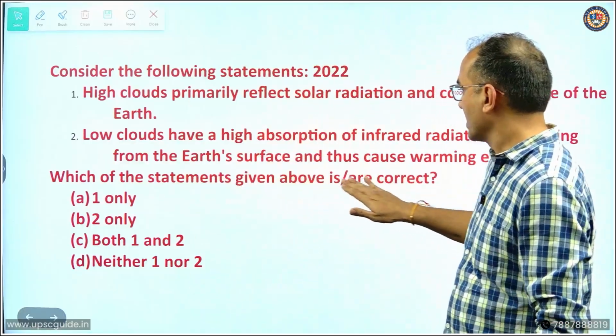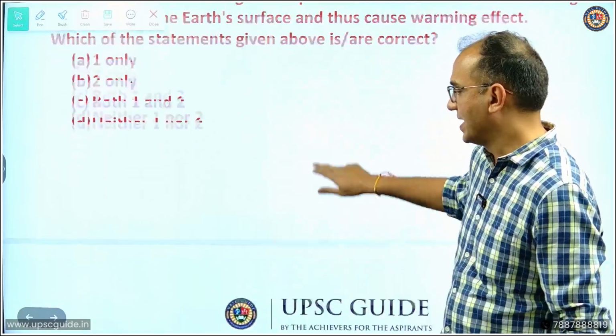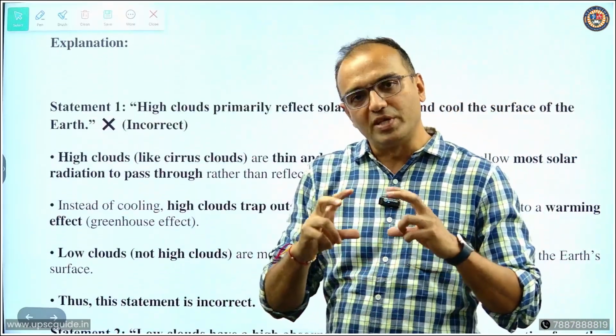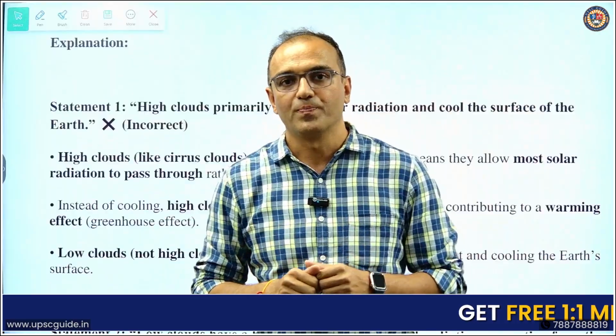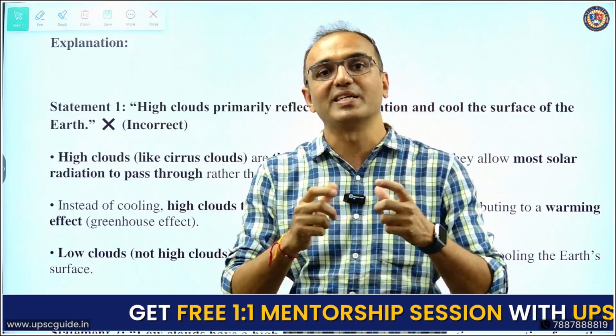Which of the statements above are correct? A, B, C, D. You have an answer here, which is D, neither 1 nor 2. Why? Because they've interchanged the terms. In this question, the characteristics and the clouds are interchanged.